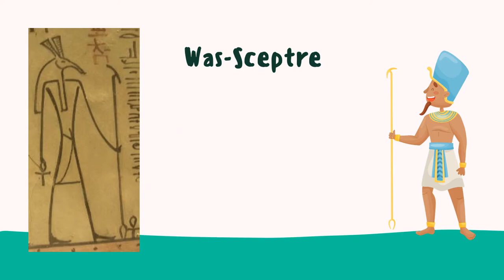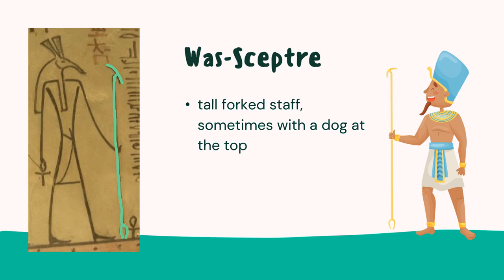Scepters were very popular in Egyptian art depicting the pharaohs. The Was scepter was a tall staff that was forked at the bottom. Sometimes the staff had a dog head on top, connected to the Egyptian god Anubis. It was meant to display royal and godly power intertwined. The pharaoh holding the staff held great power in his connection to the gods, such as Anubis, who was the god of the afterlife.